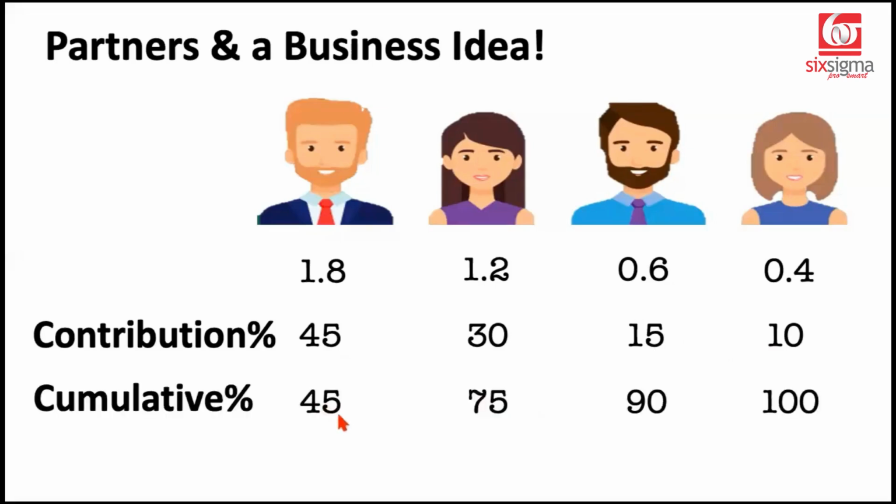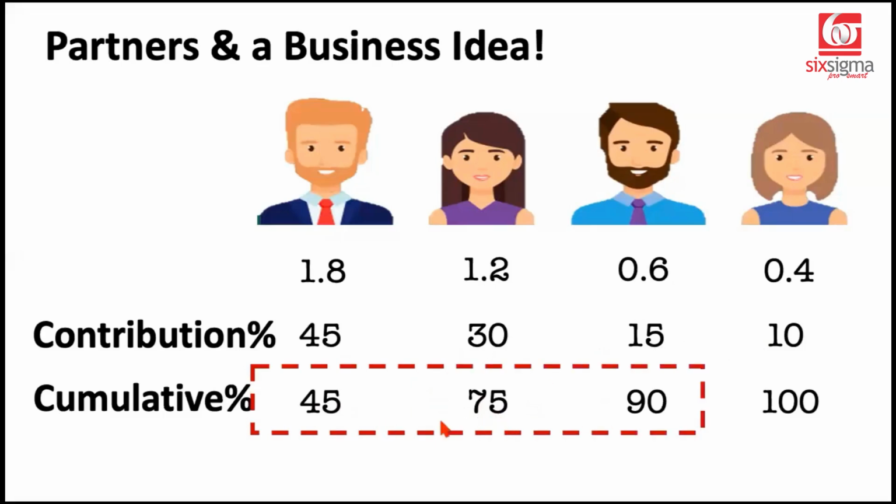Now, if you look at it cumulatively, the first partner has contributed 45. The first two partners have contributed 75, and the first three partners have together contributed 90%. Shouldn't this be the way we look at the rights to be assigned to these people on the business? Shouldn't the person who has contributed more be given higher value and importance? The answer is yes. And this exact same logic works in the case of principal components.